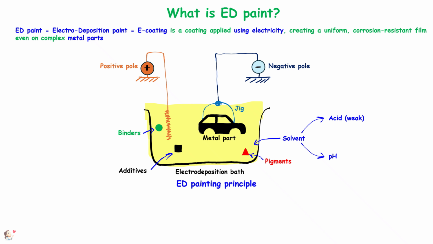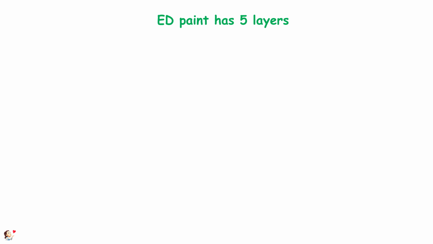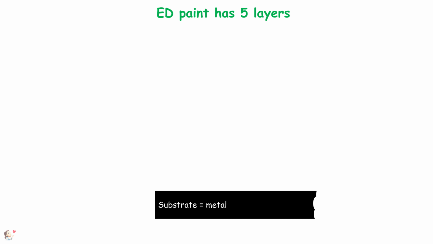In short, based on the ED painting principle, it is possible to create high-quality ED paint. Why is it called high quality? Because ED paint has 5 layers. That's right. It looks thin, but inside it's actually 5 layers stacked on top of each other. These 5 layers adhere to the metal surface, also known as the substrate. As for ED paint, it consists of the following 5 layers.